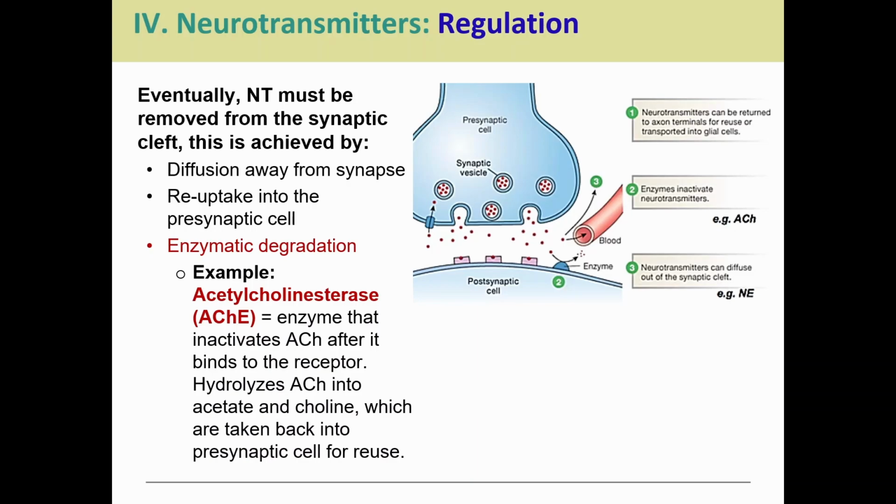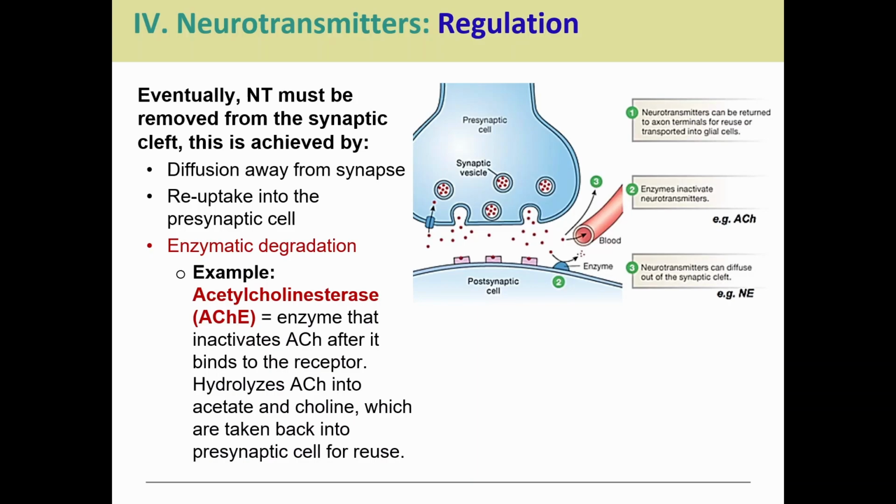Or the presynaptic cell can actually take it back up. So it actually pulls the neurotransmitter back up into the presynaptic cell. Or enzymatic degradation. So for example, acetylcholine is broken down using an enzyme called acetylcholinesterase. We talked about this one when we talked about the synaptic cleft. But acetylcholinesterase will inactivate acetylcholine. It'll break it down into choline and acetate.